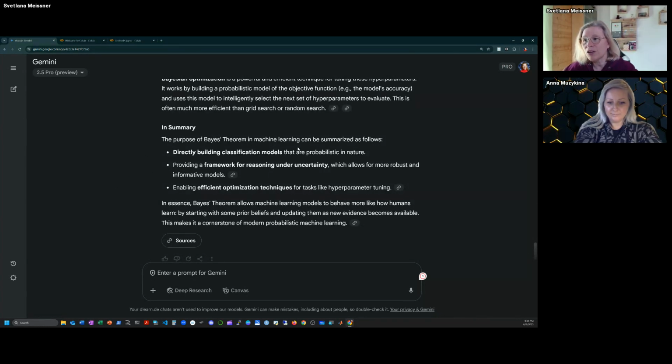Here also interesting, this summary: directly building classification models that are probabilistic in nature, providing a framework for reasoning under uncertainty, which allows for more robust and informative models, and enabling efficient optimization techniques for things like, again, hyperparameter tuning.